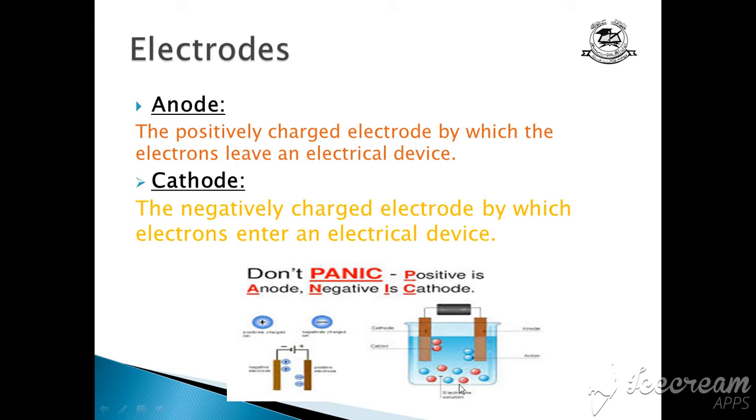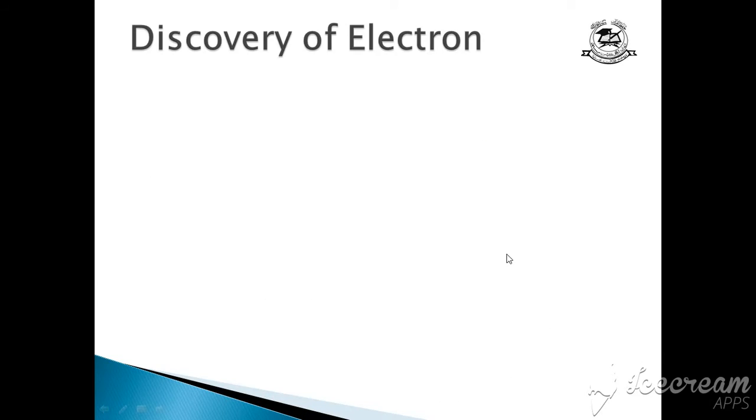And this is the electrolytic solution. This is the process of electrolysis, what you are going to study in chapter number 9 in detail. But here you must remember that positive is anode and negative is cathode.